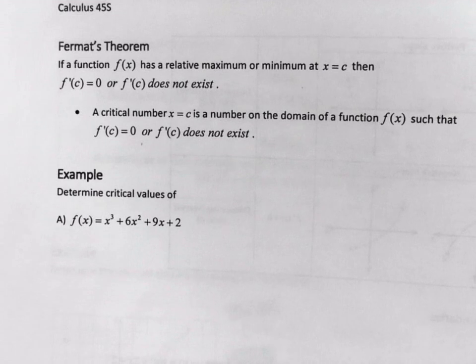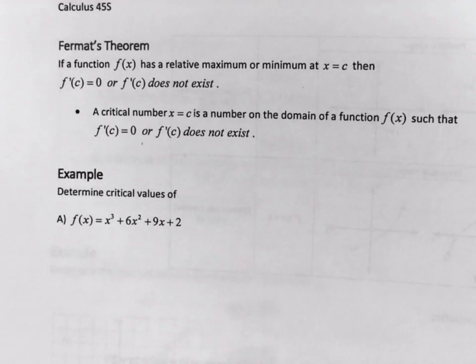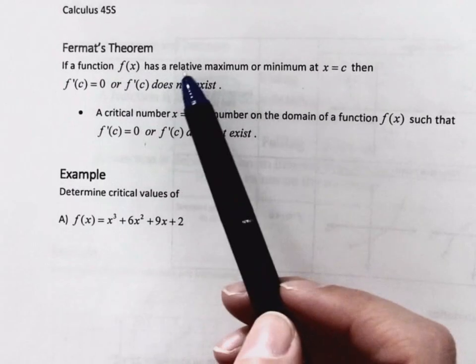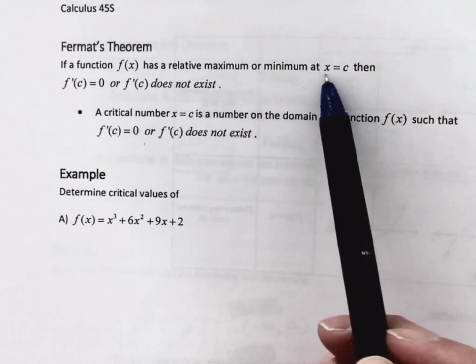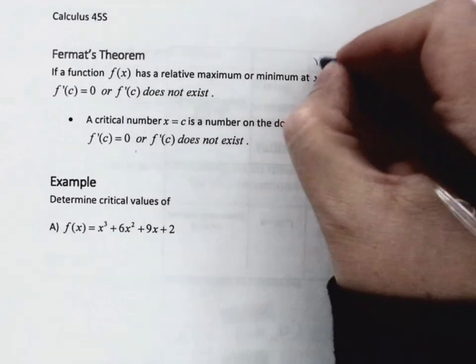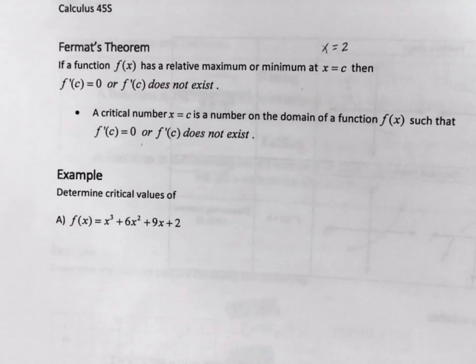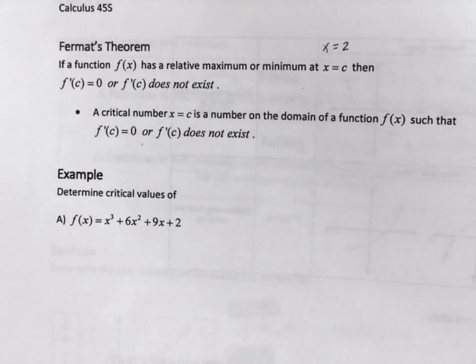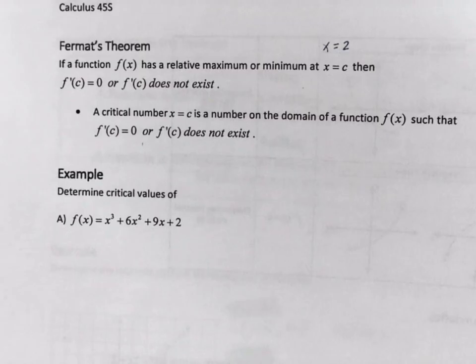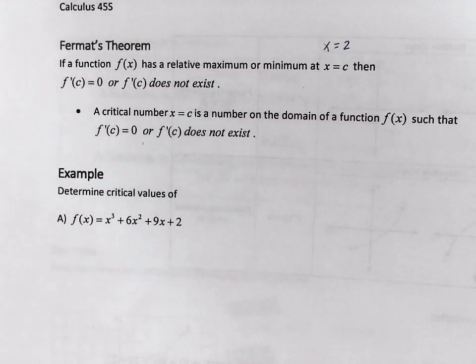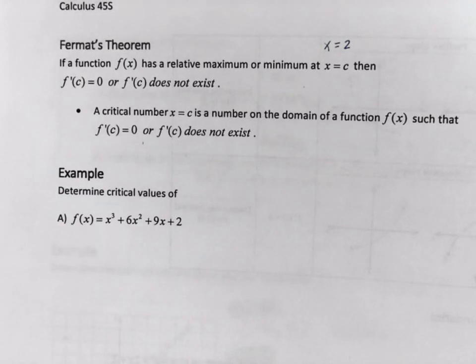Okay. And this is Fermat's theorem really simplified. It's very complex, but we're going to simplify it. If the function f of x has a relative max or min at a value, like x equals 2, let's just say, where c just represents a number, then the derivative will be 0, or does not exist, because it's not increasing or decreasing at that point. Like you said, Anirudh, it hits that peak, and it's neither going up nor down, it's just kind of stuck there, right? It's static.